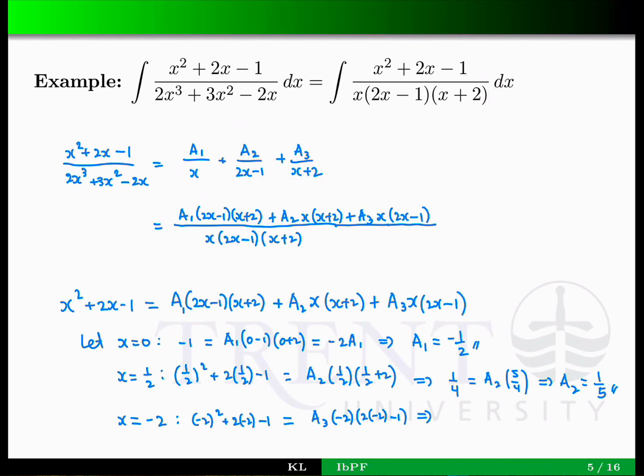On the left-hand side, we have -1. On the right-hand side, what do we have? We have here 2 times -2, that's -4 minus 1. That's -5. -5 times -2, that's +10. So we will have here a3 times +10, which means that a3 is equal to -1/10.